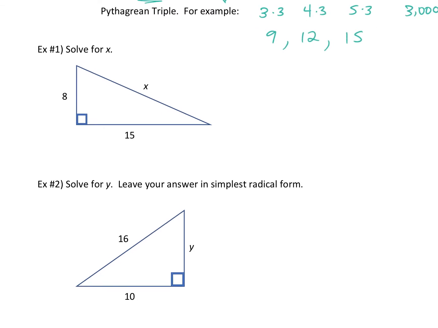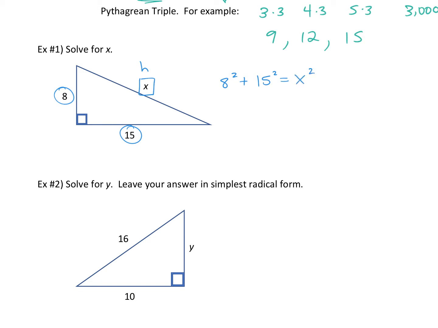And let's take a look at this first one. So these are legs, right? 8 and 15 are legs. This is your hypotenuse, okay? So we're gonna plug this into the Pythagorean theorem. It's gotta be the legs squared and added together. So 8 squared plus 15 squared will equal the hypotenuse squared.